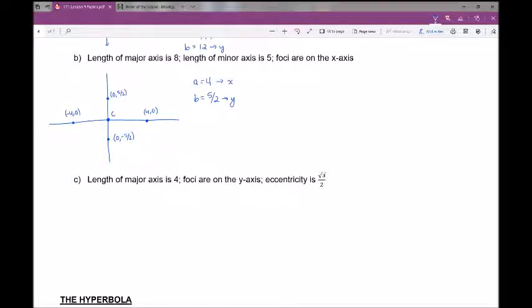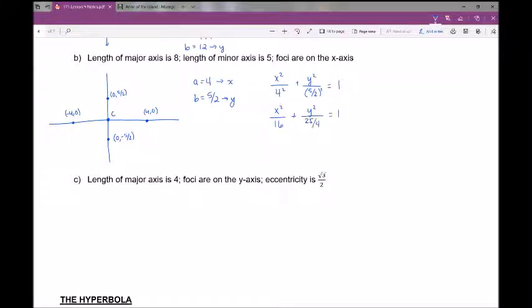So let's plug this into our general formula. We get x squared over 4 squared plus y squared over 5 halves squared is equal to 1. Once again, we just matched up a and b with their respective variables x and y, and now all we have to do is simplify the exponents. So we get x squared over 16 plus y squared over 25 over 4 is equal to 1.